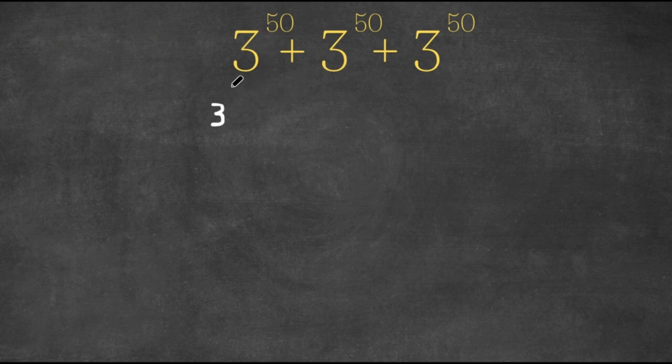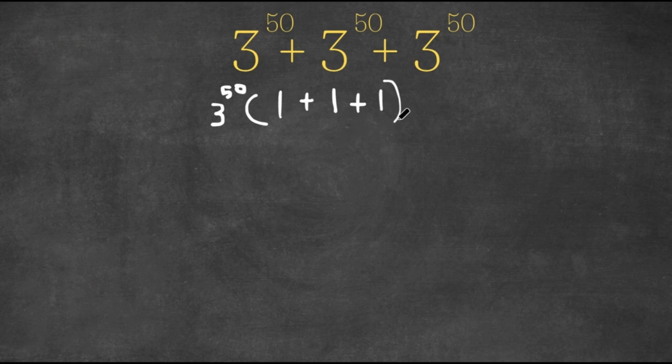So if I factor out 3 to the power of 50, I get 3 to the power of 50 times, well, 3 to the power of 50 divided by 3 to the power of 50 is 1, because anything divided by itself is 1. And the same thing here, and the same thing once again. So now we have 3 to the power of 50 times 1 plus 1 plus 1.